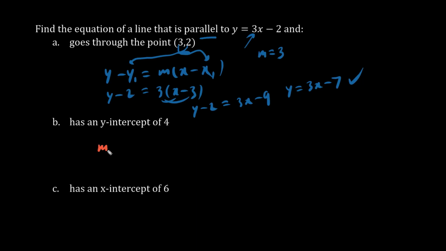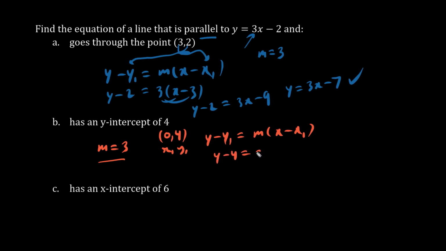Now previously we found that the slope is 3. Now we have another point. The y-intercept means x equals 0, and the y-intercept is 4. Again, we use slope-point form: y minus y1 equals m times x minus x1. We substitute x1 and y1.